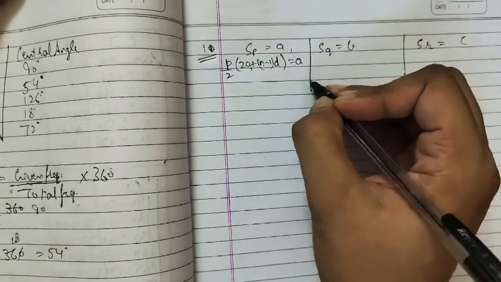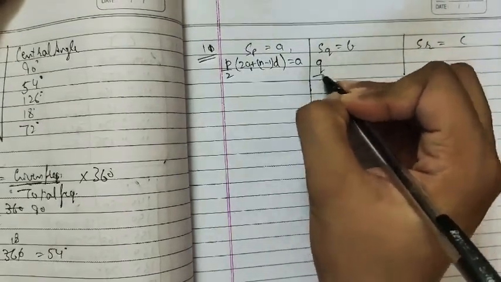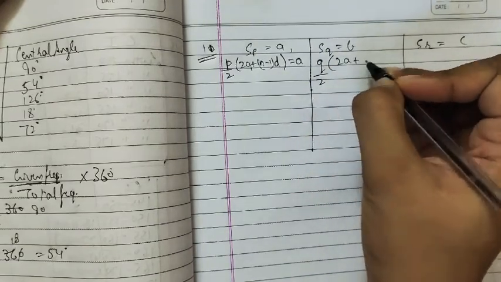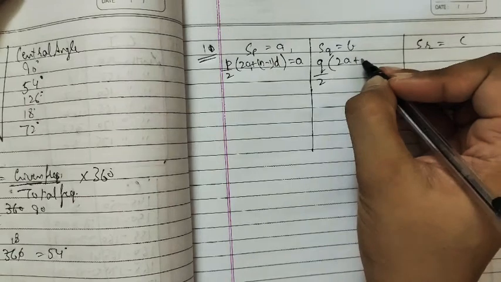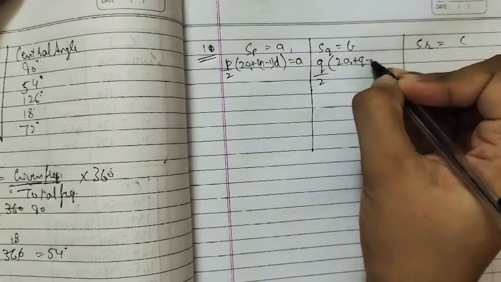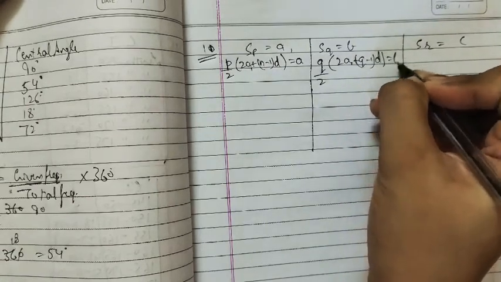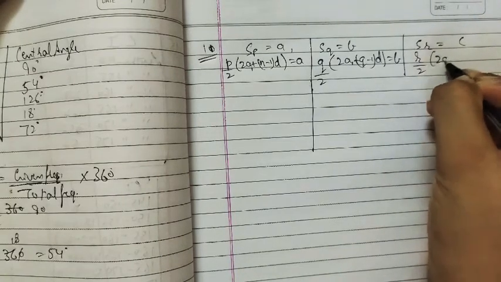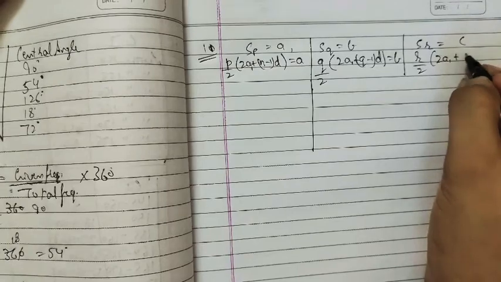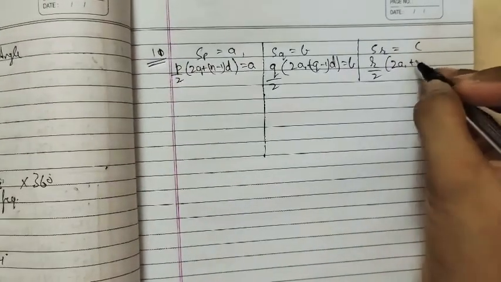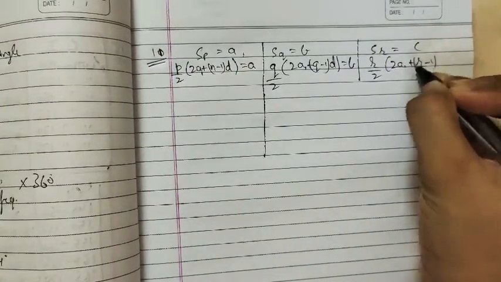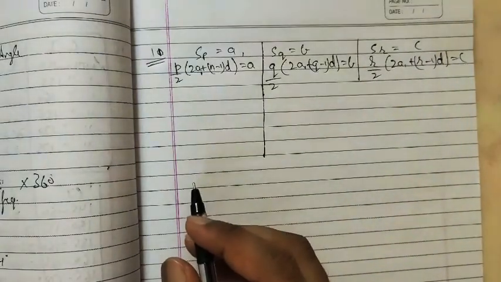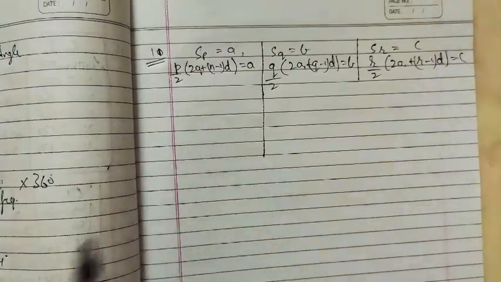SQ means Q upon 2, bracket mein 2A1 plus Q minus 1 D is equal to B, and SR means R upon 2, 2A1 plus R minus 1 D is equal to C, right? So these are three equations we have got, right?